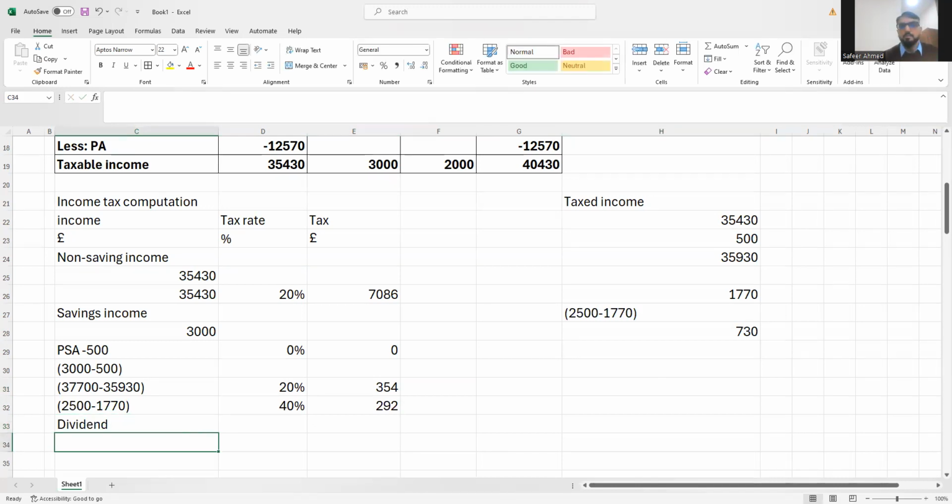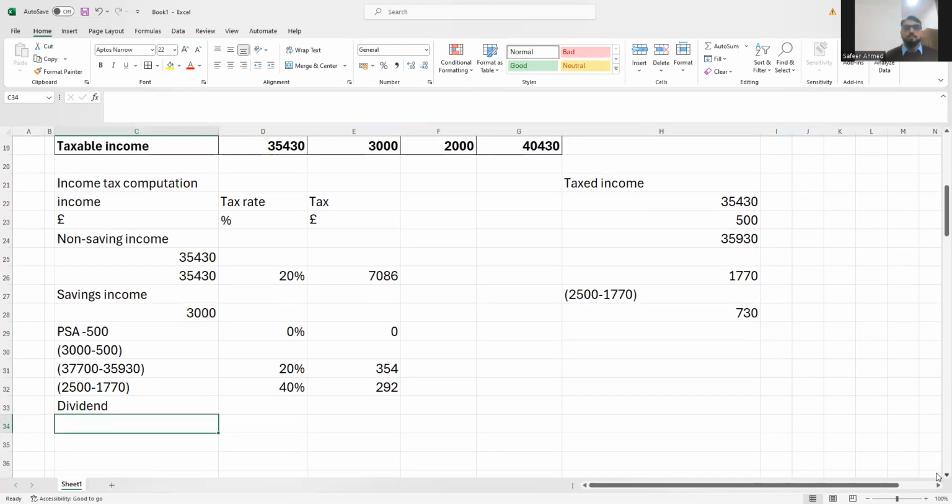Now, dividend income, you need to remember that there is a dividend allowance as well. So for the tax year 23-24 it is 1,000. So the first 1,000 of the dividend income will be covered by the dividend allowance. So I'm writing here DA. Now this is regardless of a person's taxable income or any other income. So this is available to everyone.